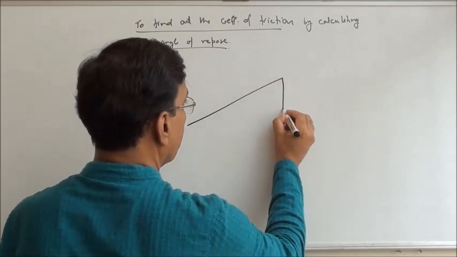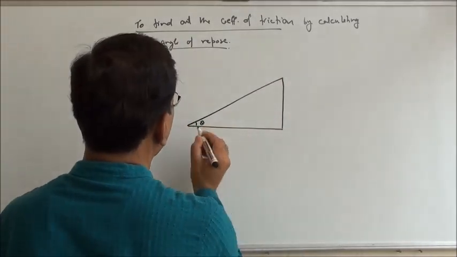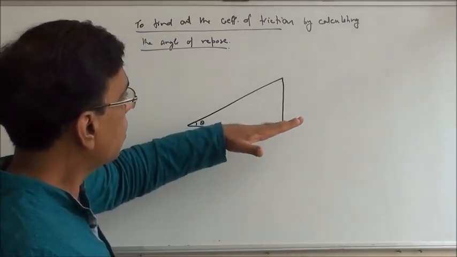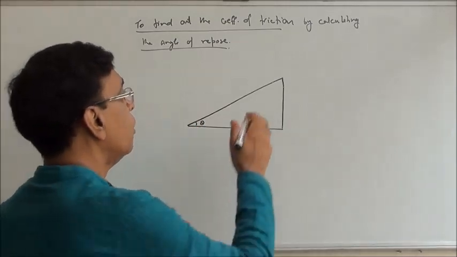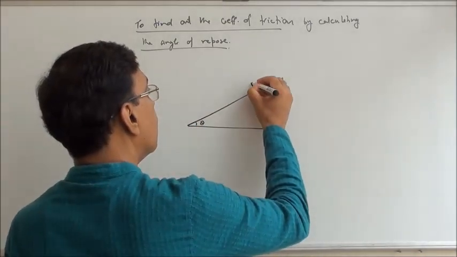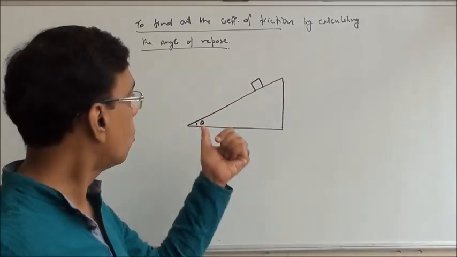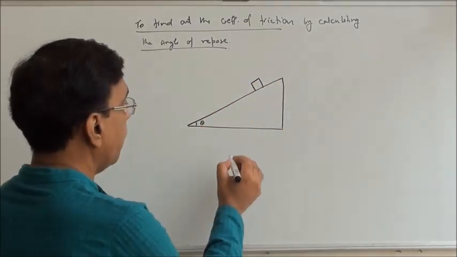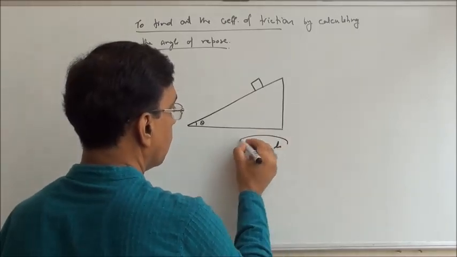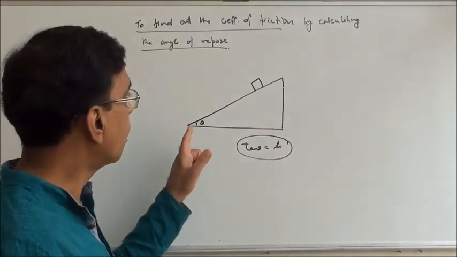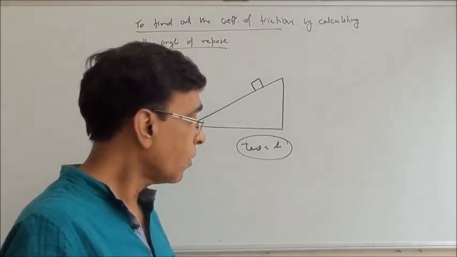Take an inclined plane such that this angle can be varied. That minimum angle at which the object kept onto it starts sliding down is called the angle of repose. And this is how the angle and the coefficient of friction are related. This we have done in theory.